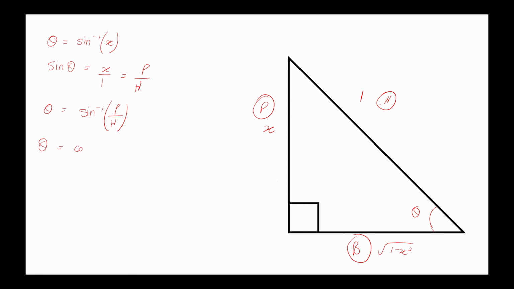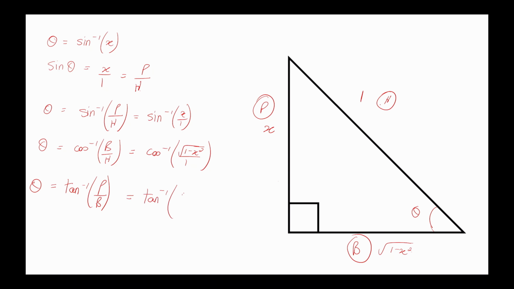Similarly, you can write your theta as cos inverse of b by h. Similarly, you can write your theta as tan inverse of p by b, because tan is perpendicular by base. So from here, this would become sine inverse of x by 1. Your cos inverse would become cos inverse of root under 1 minus x square by 1. And your tan inverse would become tan inverse of x upon root under 1 minus x square.